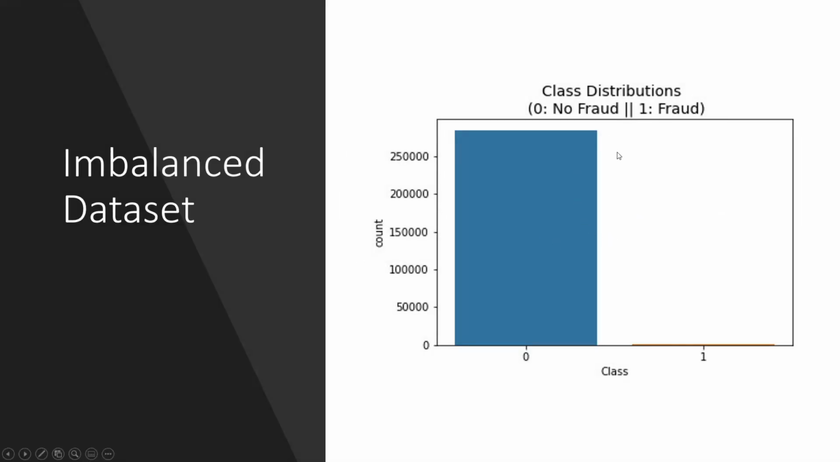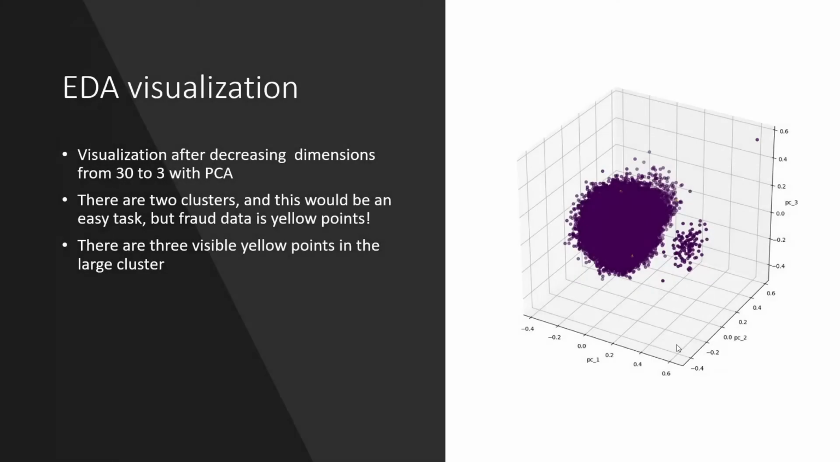So we have distribution imbalance. This is just a little graph of how imbalanced this data is. You can see a lot of normal transactions and very little credit card fraud transactions.